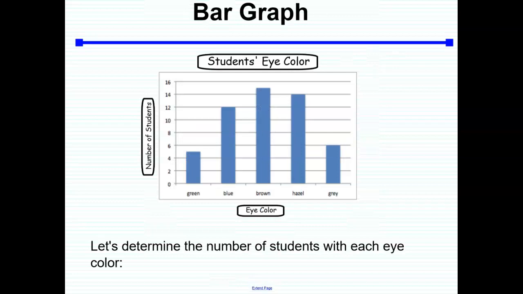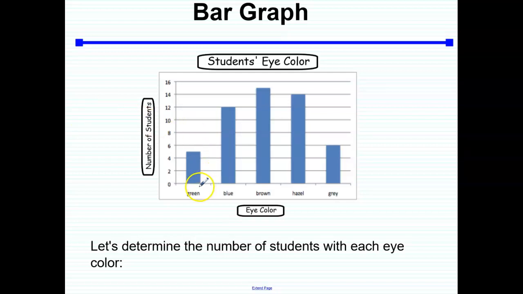Well, let's determine the number of students with each eye color. And boys and girls, you have this exact graph on your assignment today. So you can either pause and draw it with me, or you can print it out. Whichever materials you have would be perfect. Okay, so let's determine together.